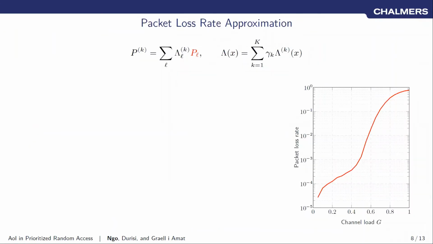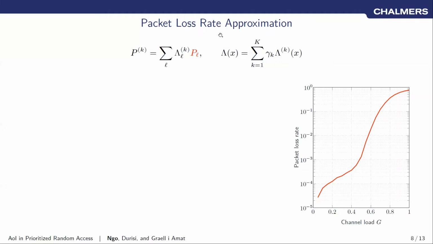Next, when we optimize the system, we'll need to compute the packet loss rate for many different degree distributions. It would be more efficient if we have an accurate approximation of the packet loss rate, which is easy to compute. The packet loss rate of a user in class k is given by the weighted sum of the packet loss rate of a general degree l user, where the weight is the probability that a user in class k has degree l. This weight is determined by the average degree distribution.